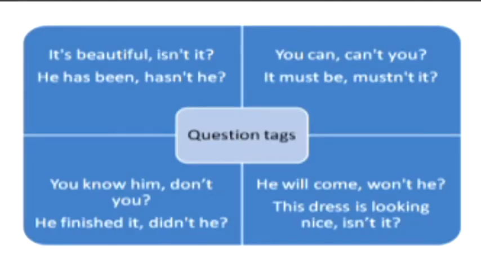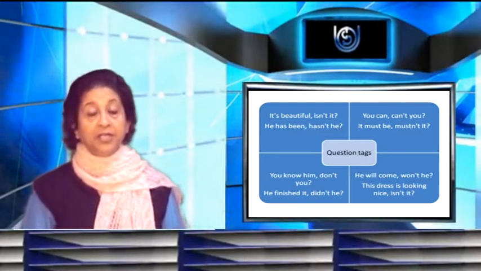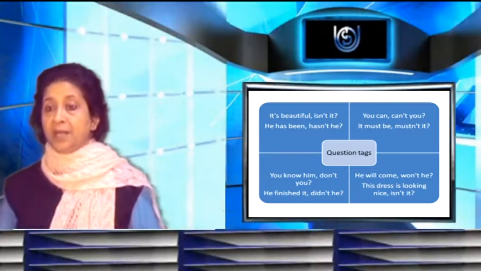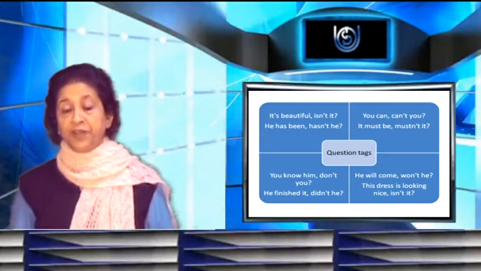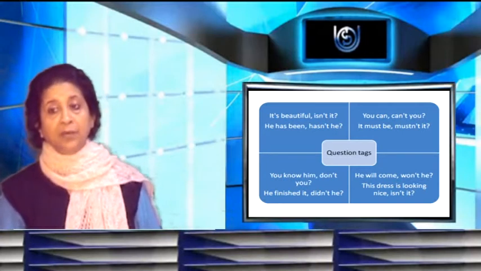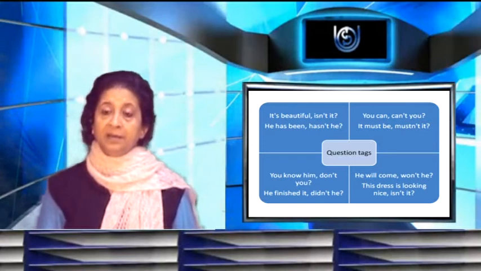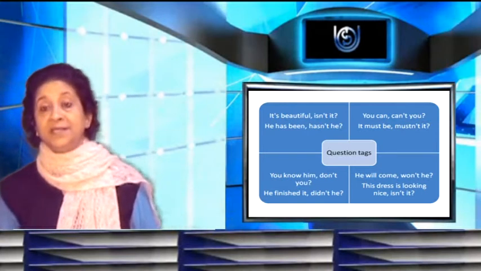Now question tags. Now what are question tags? Let's see some examples first to understand question tags. It's beautiful. This is a statement. It's beautiful, isn't it? He has been, hasn't he? You can, can't you? It must be, mustn't it? You know him, don't you? He finished it, didn't he? He will come, won't he? This dress is looking nice, isn't it?